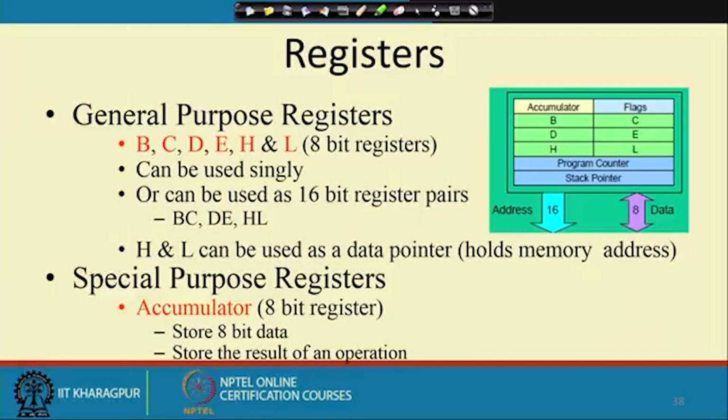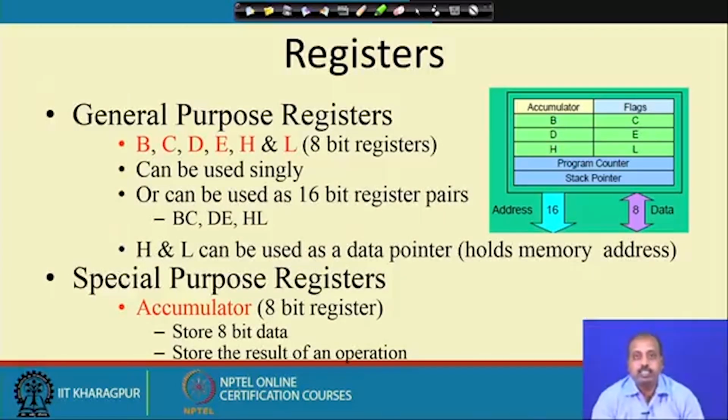As far as the users are concerned, they will see these registers: the accumulator, flags, B, C, D, E, H, L. These pairs. Out of these, B, C, D, E, H, L are called general purpose registers. General purpose registers are normally used for ALU operations. All of them are 8-bit registers and can be used singly. You can use one register as an 8-bit register, or you can use them as 16-bit pairs like BC, DE, HL. H and L can be used as a data pointer.